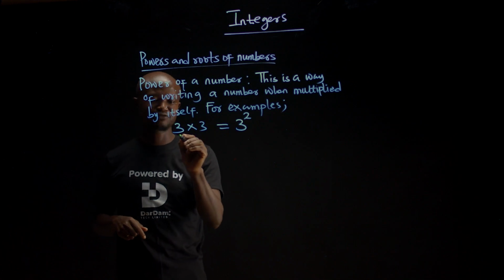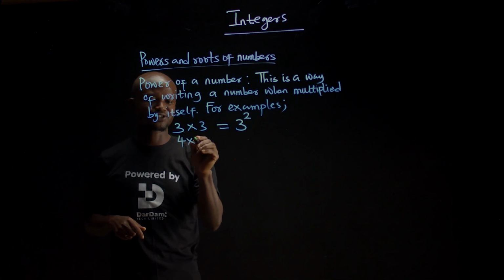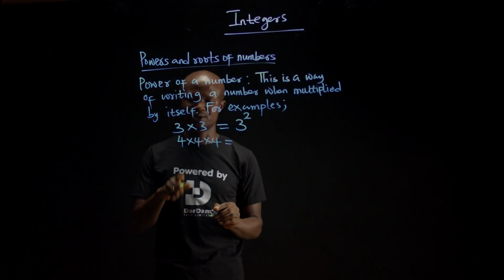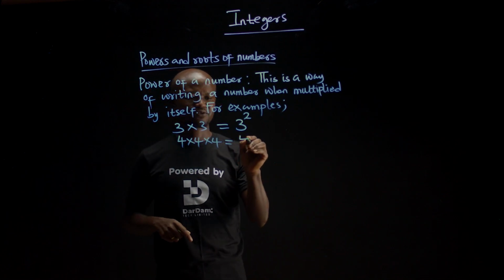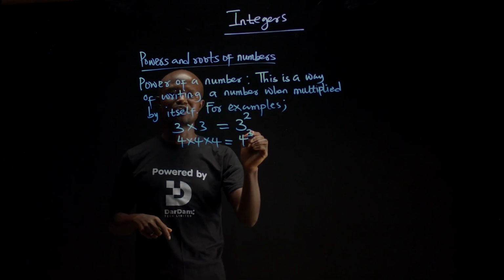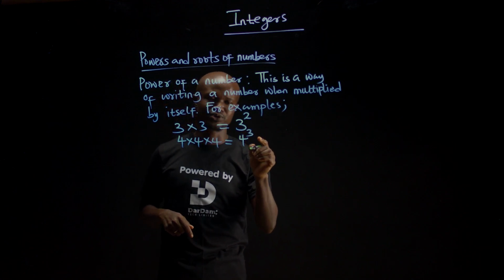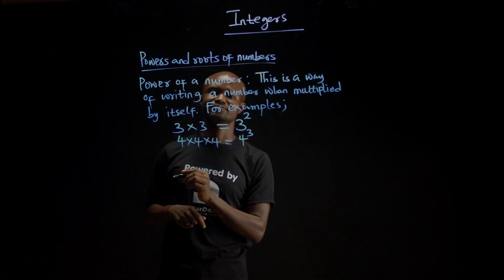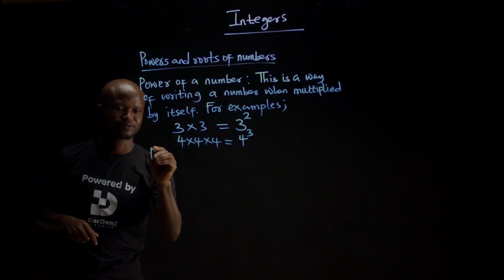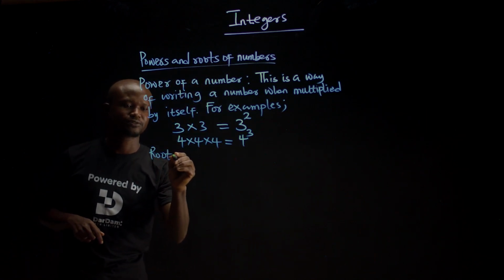We can also have 4 times 4 times 4. What do we have here? 1, 2, 3. 4 raised to the power of 3. The 3 here is called the power, and it's also known as the exponent. Now, let's go to root of numbers.